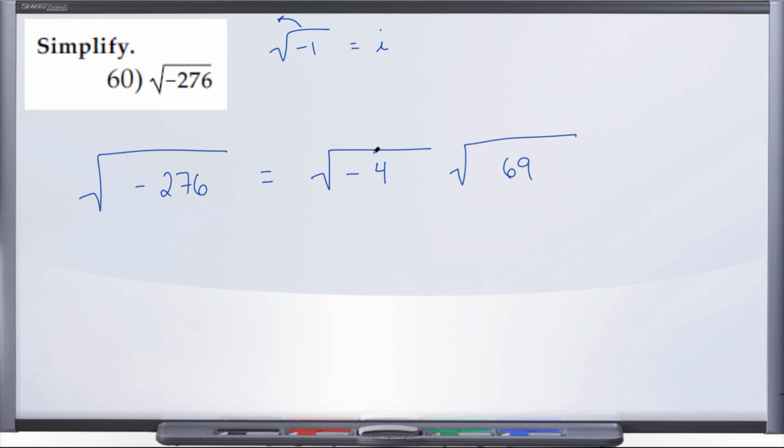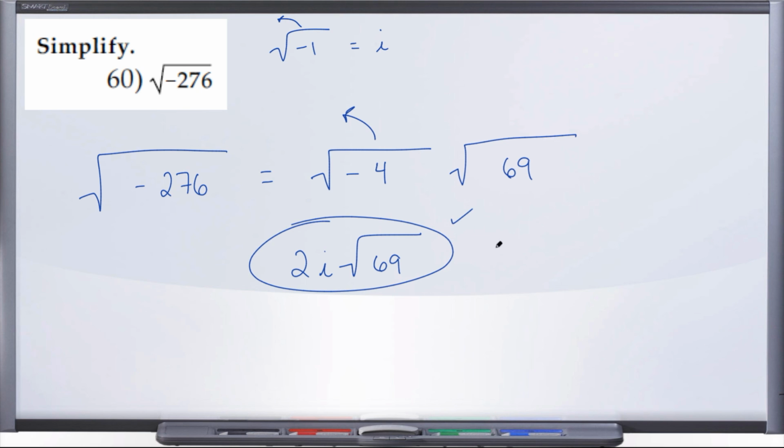All right, now that we've broken up negative 276, we know that the good stuff radical comes out clean, clear, and free. Well, 4 comes out as 2. The negative comes out as i, and then we rewrite our bad stuff radical. And so there we have our final answer for number 60. 2i times radical 69.